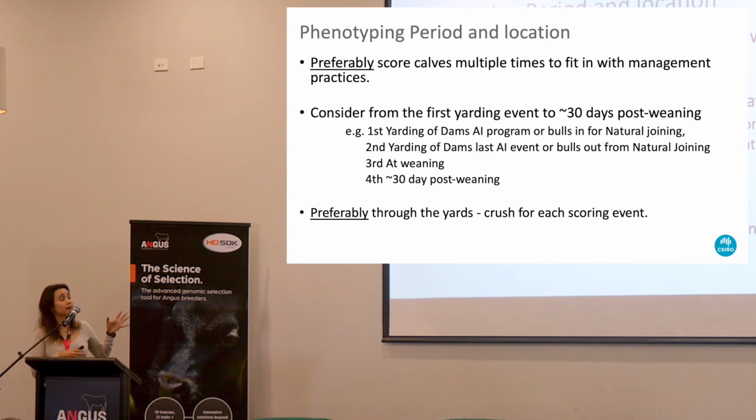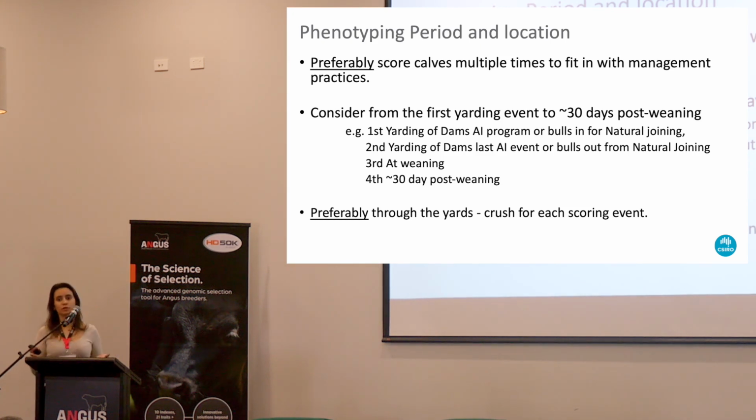Consider from the first yarding event until up to 30 days after weaning. So the first time could be when yarding dams for AI or bringing bulls in for natural joining. A second opportunity would be when yarding dams for the last AI event or bulls out of the natural joining, then at weaning, and then 30 days after weaning.